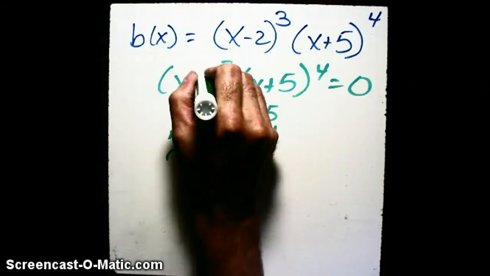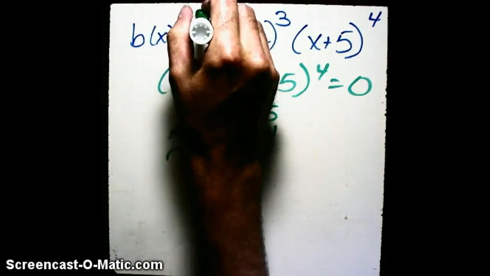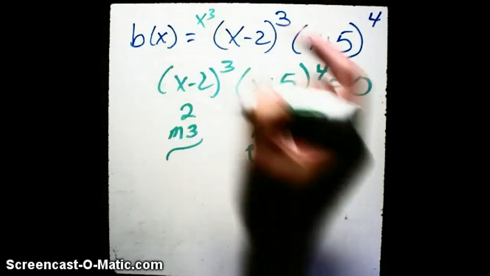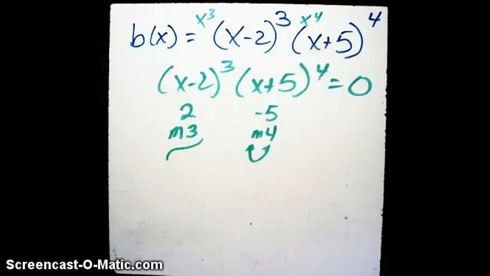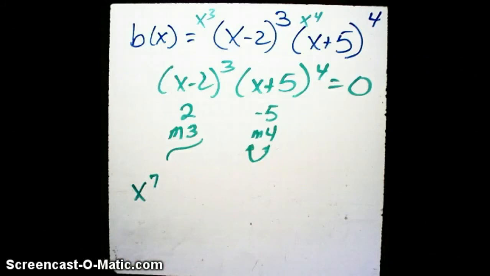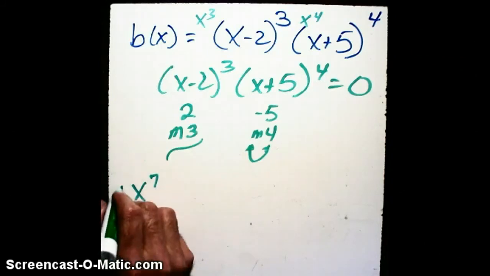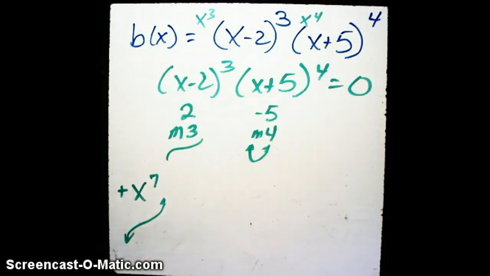Another thing we can know is if I multiplied this all out, which we're not going to take time for, that first term would be x cubed. And that first term would be x to the fourth. Now, what is x cubed times x to the fourth? That is x to the seventh. Okay? Is that odd or even? It's odd. Is it plus or minus? It's plus. So that means that the function is going to have generally that shape to it.